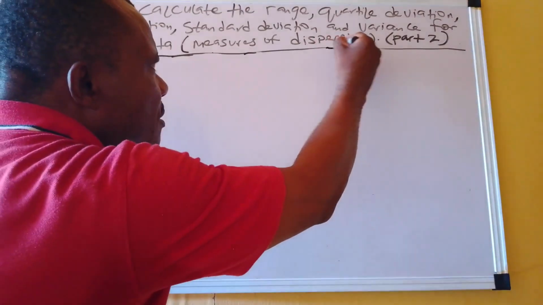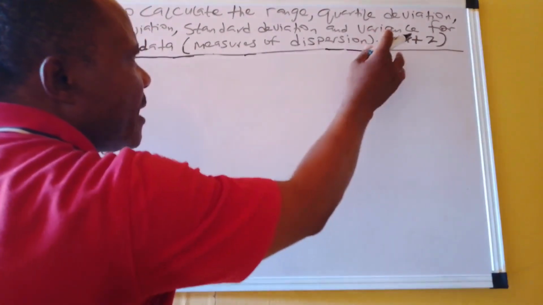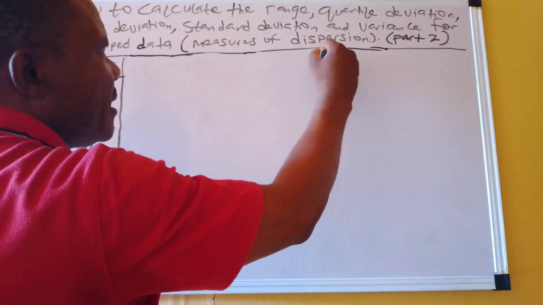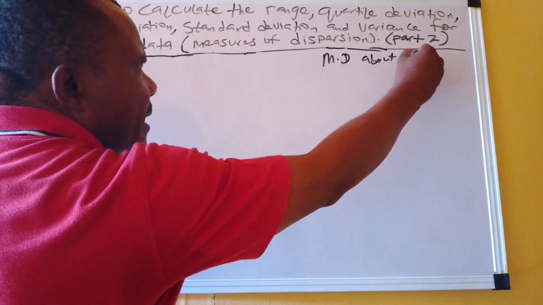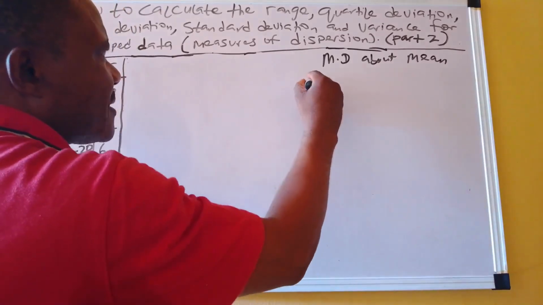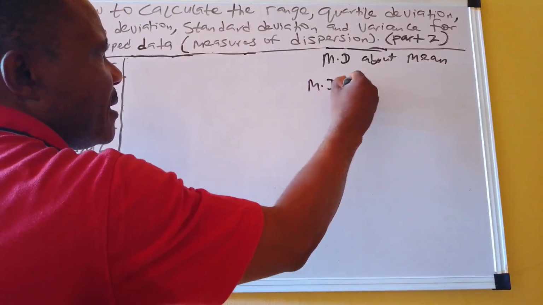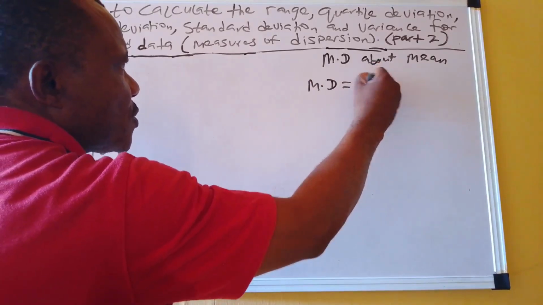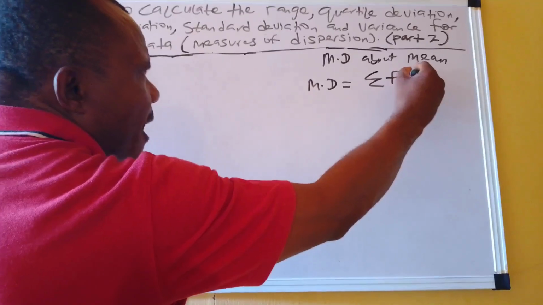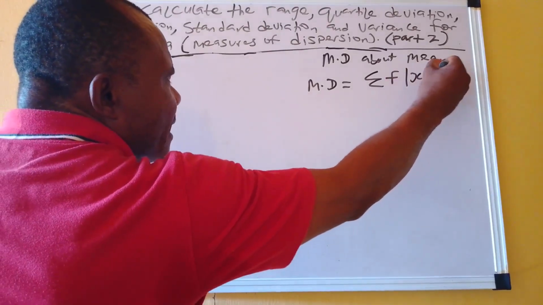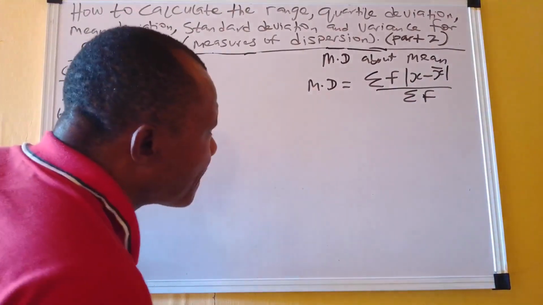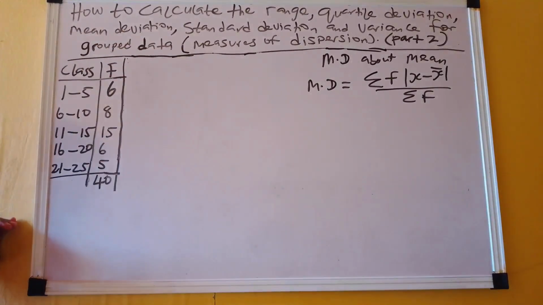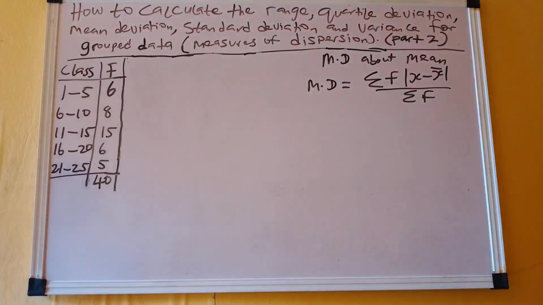Now the mean deviation about the mean is given as MD is equal to summation f times the absolute value of x minus x bar, all over summation f. So that is what we are going to need to create the table.